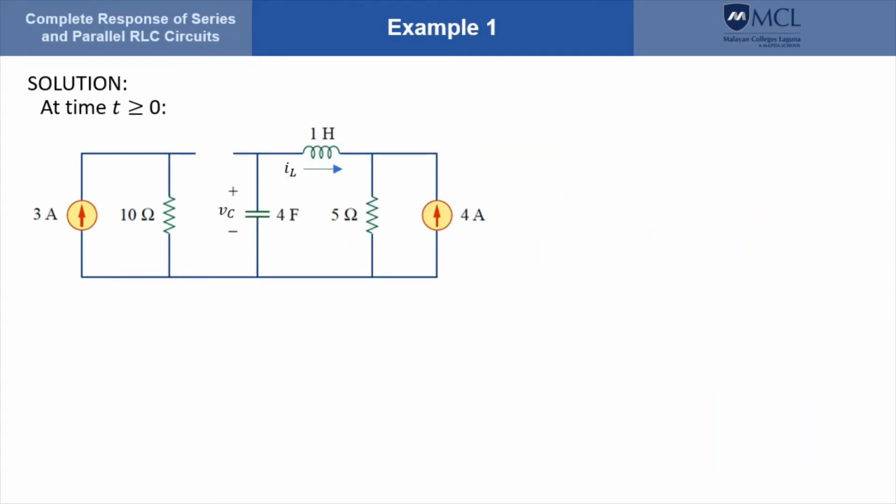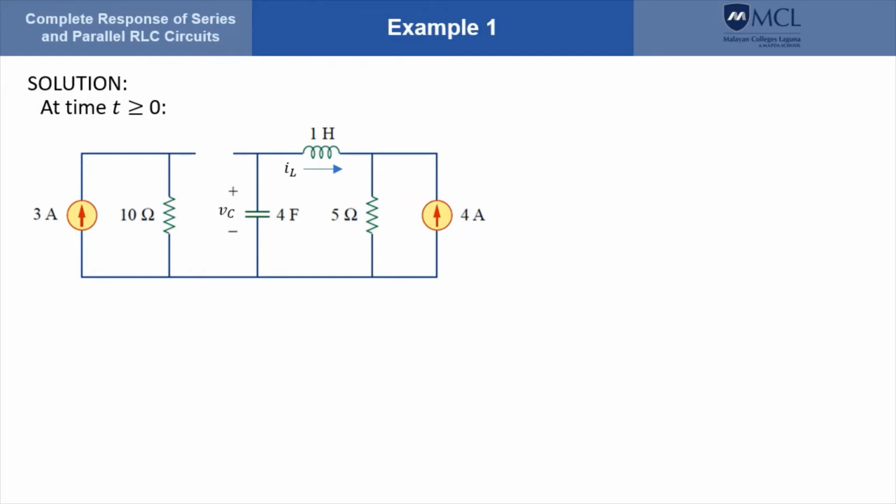So now that we know the initial conditions of the circuit, that is the initial conditions at t equals 0, which means the voltage of the capacitor and the current through the inductor, we can now proceed in finding the solution for V sub C at t greater than or equal to 0.